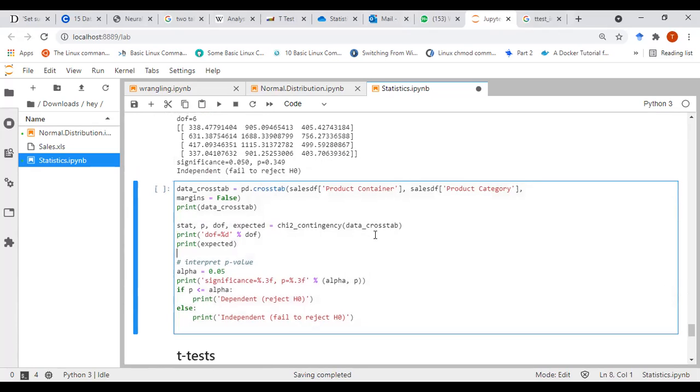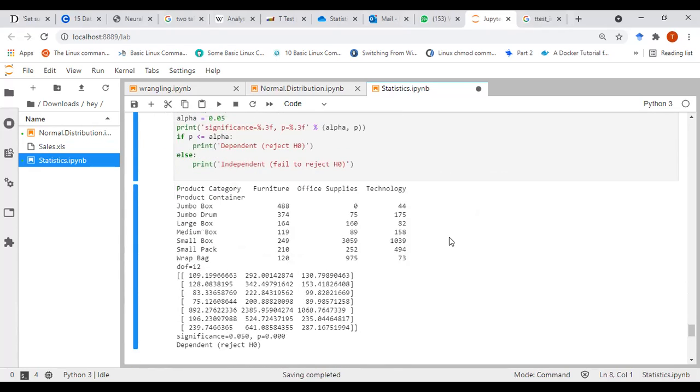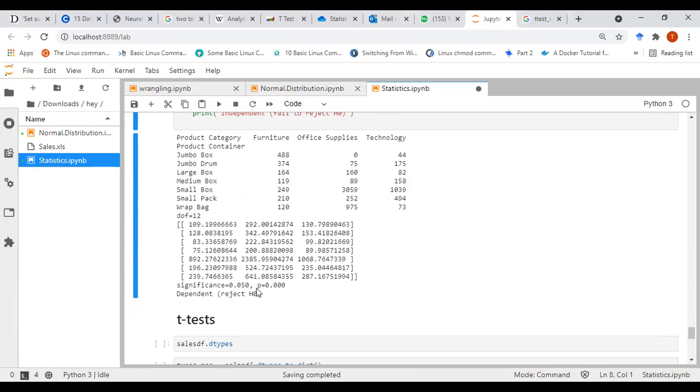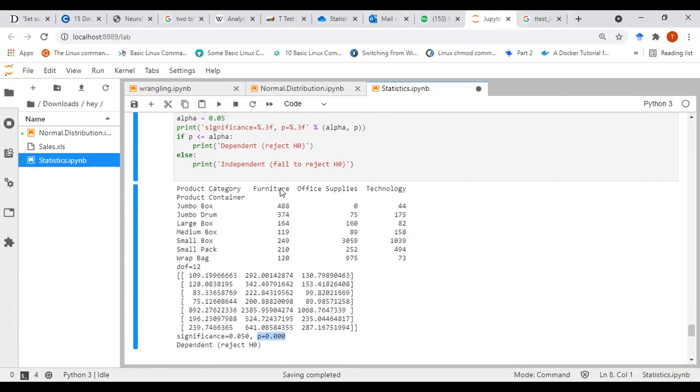Similarly, about product container and product category. Here our alternate hypothesis is that in different types of containers we are shipping different types of categories. So what's the conclusion? Yes, that is true. Because furniture is a large item, it will go in a jumbo box and jumbo drum, something like that. Office supplies will go in small packs, and so you can see the difference between that.